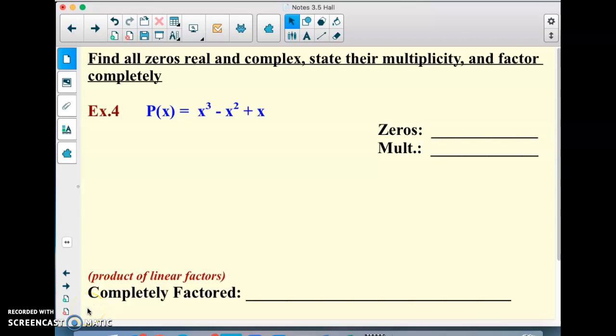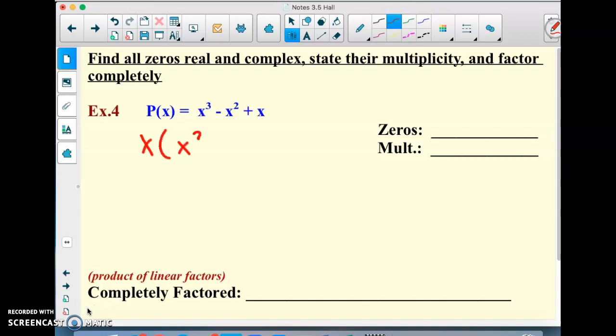In example 4, we're going to find the zeros and then put the product of the linear factors. And for this example, I'm going to use the quadratic formula. Okay, let's start. I'm also going to use simple factoring to start off. Since each one has an x in it, I can simply factor out an x. I'm left with x squared minus x plus 1.